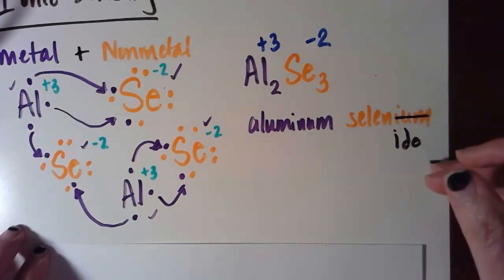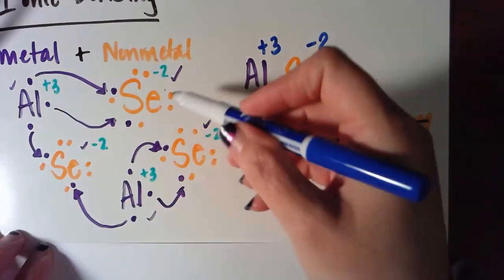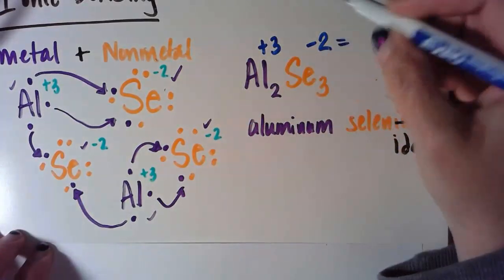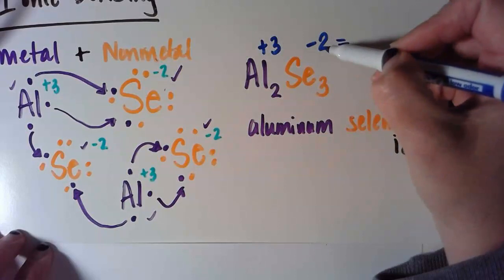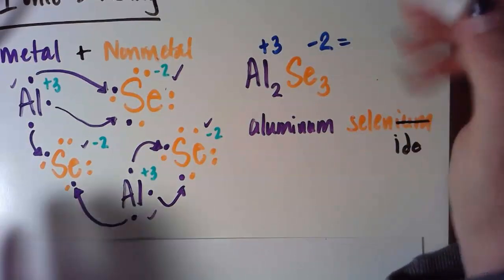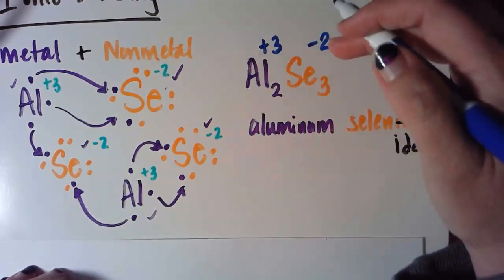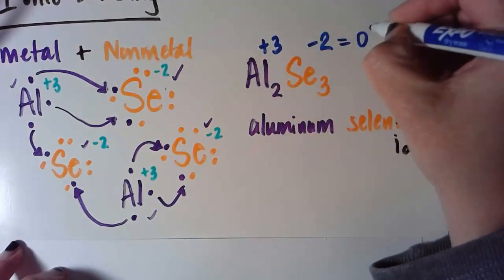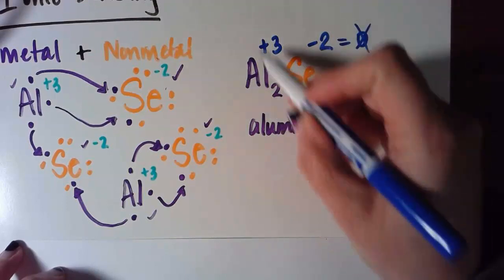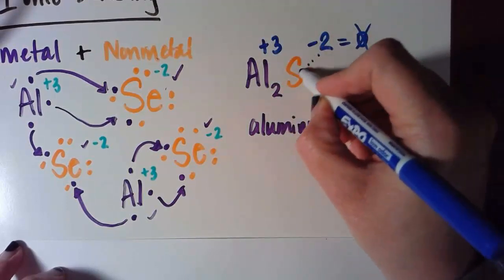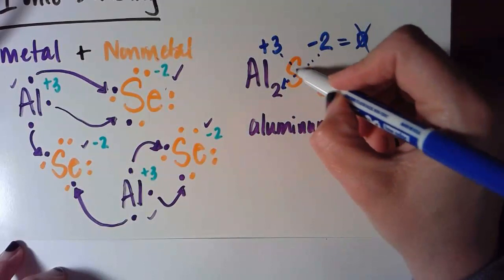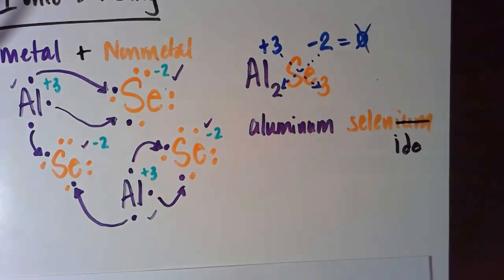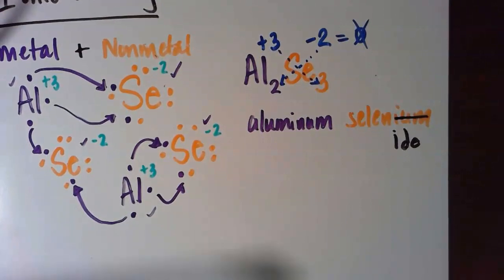Believe it or not, that is the shortcut, but I'm still going to make you do this, but that is the shortcut to writing a formula. If your charges, a plus 3 and a minus 2, don't cancel out. A plus 3 and a minus 3 cancels out. A plus 3 and a minus 2 does not. They do not cancel out. You crisscross the numbers. So you drop the 2 there, and you drop the 3 there. Some of you will remember doing this. Okay, so I'm going to do 2 more, and then I'm done.